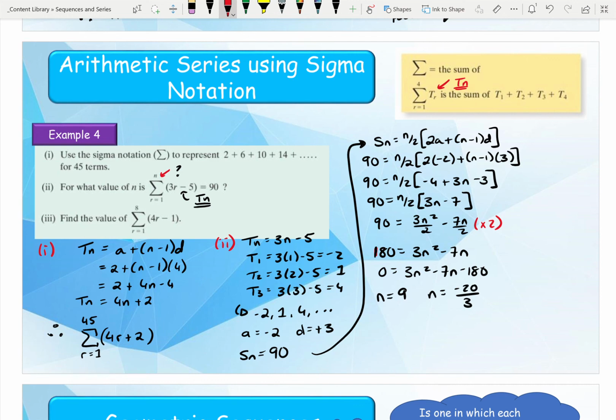Now be careful here, guys. As we said in the first video, n can only ever be a positive whole number, which means when we look at our two answers here, we know that we accept n is equal to 9 and we reject negative 20 over 3 because it is neither positive nor whole. So now I'd write out my answer of therefore sigma of the first 9 terms when a is equal to 1 or 3 or minus 5 would be equal to 90.